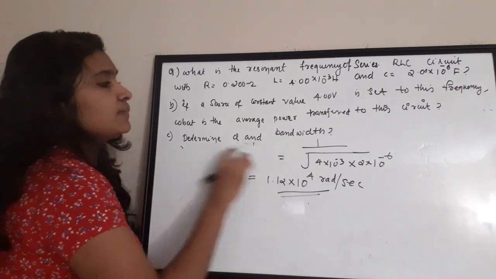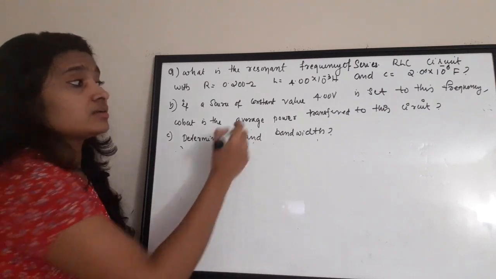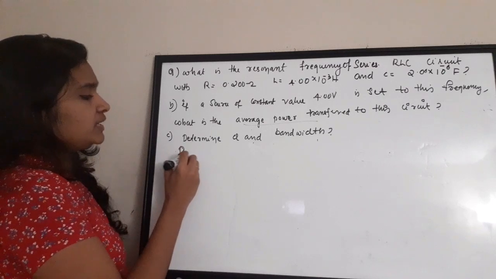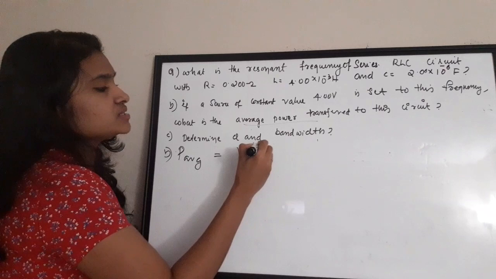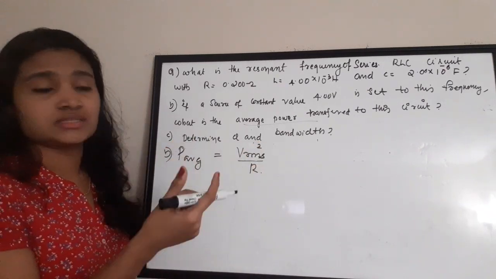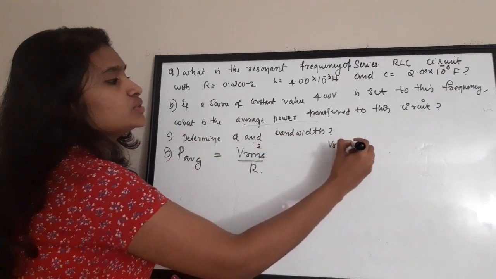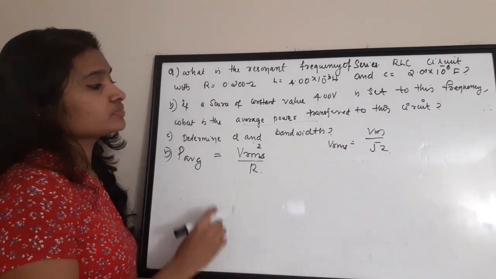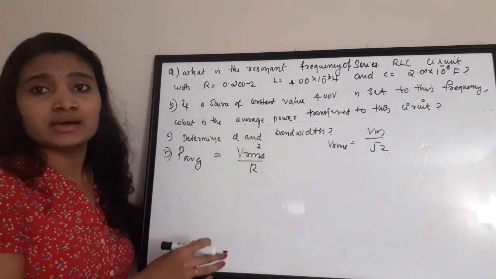Next, let us do part B. In part B, we need to find the average power transferred to the circuit from the source of 4 volt. So we need to find P average for part B. We are going to use the equation Vrms square by R. Okay, we are going to use the RMS value of this voltage source. So we will take Vrms equal to Vm by root 2 in order to find the RMS voltage. Since we need to find the average value of power, we are using the Vrms square by R equation.